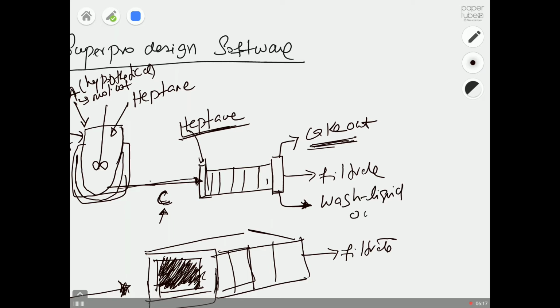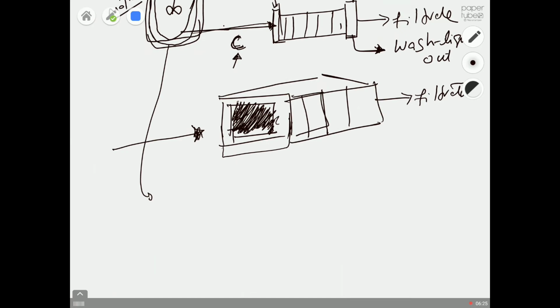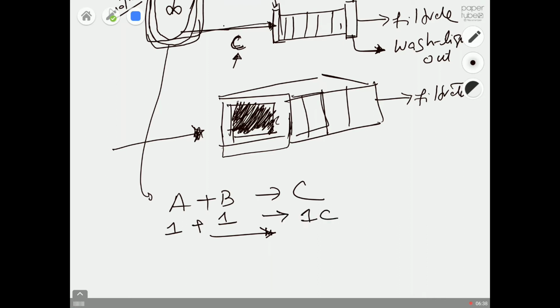We will also take the wash liquid out, and then what is happening inside the batch reactor is that we are performing a stoichiometric reaction, and the reaction goes like this. So this is a forward reaction. 1 mole of A reacts with 1 mole of B to give 1 mole of C. So that's the stoichiometric reaction.